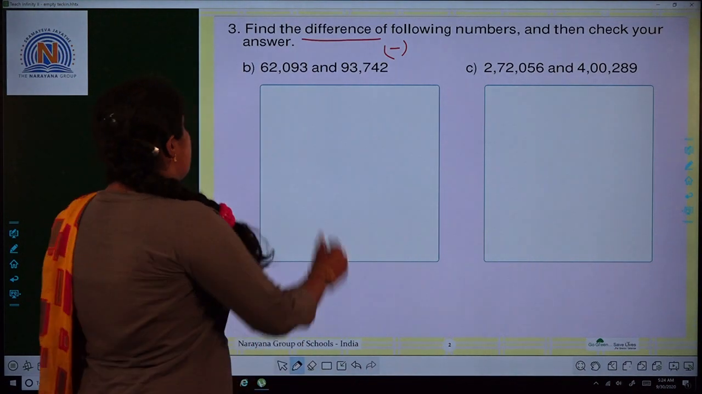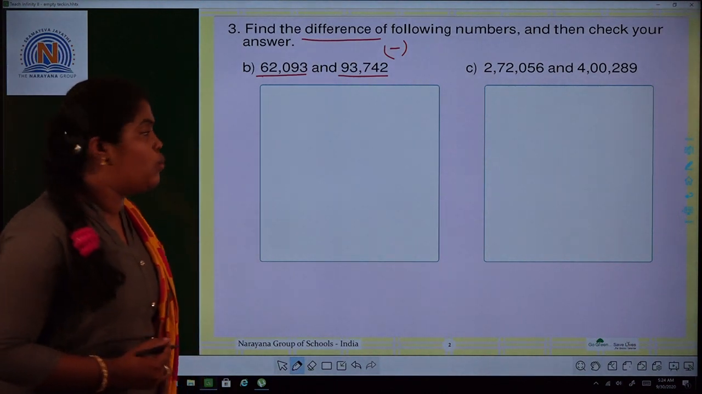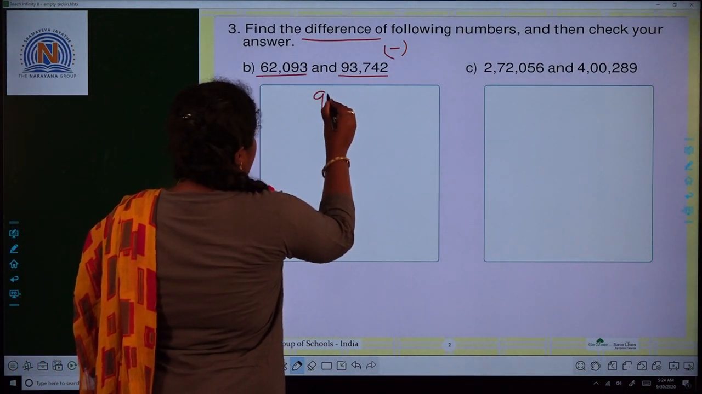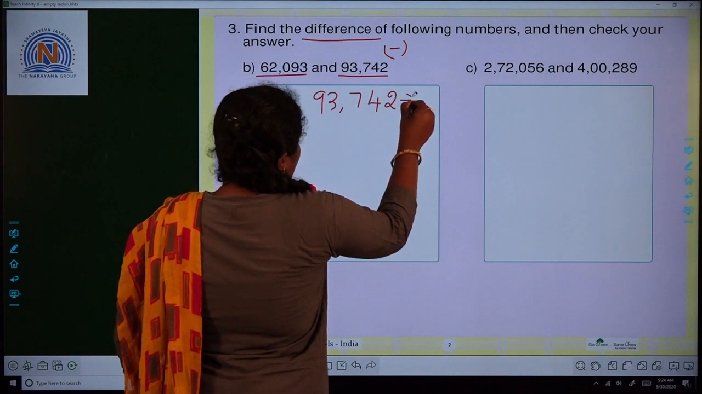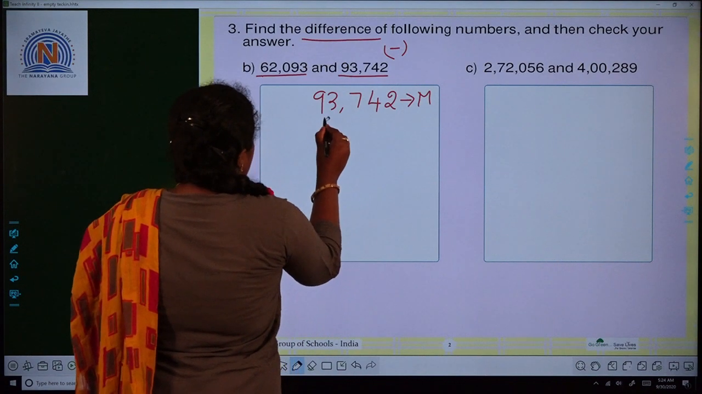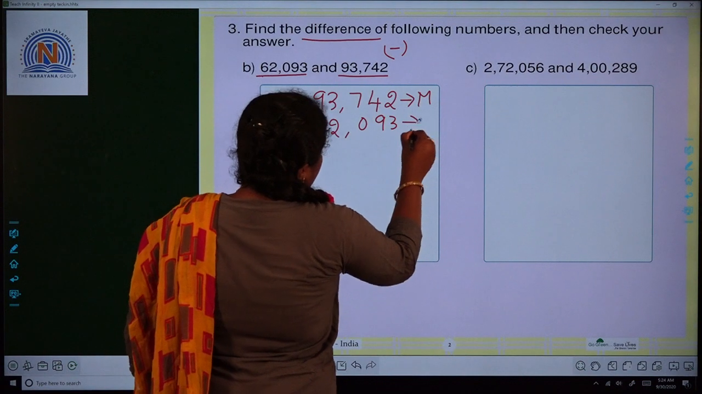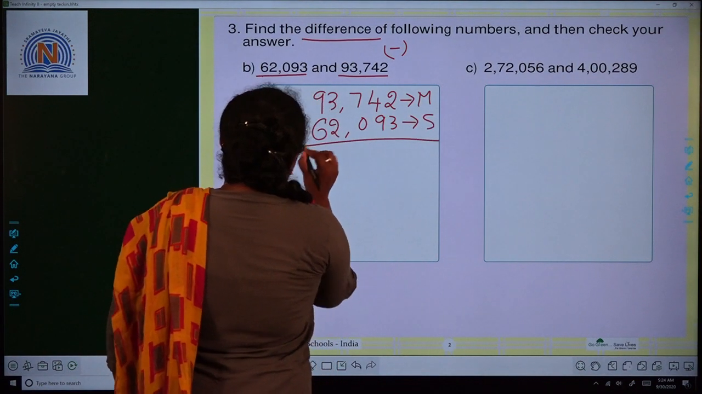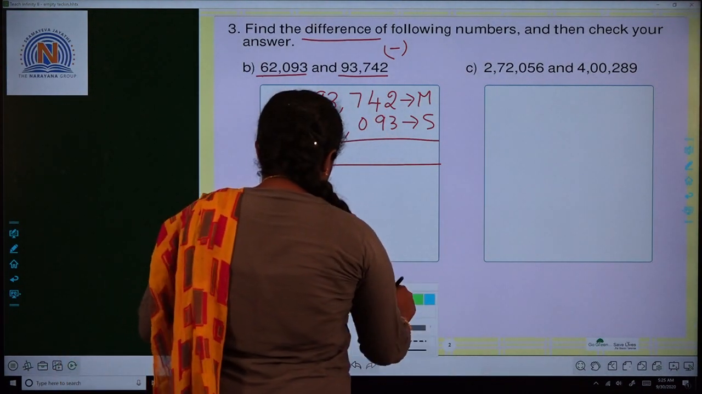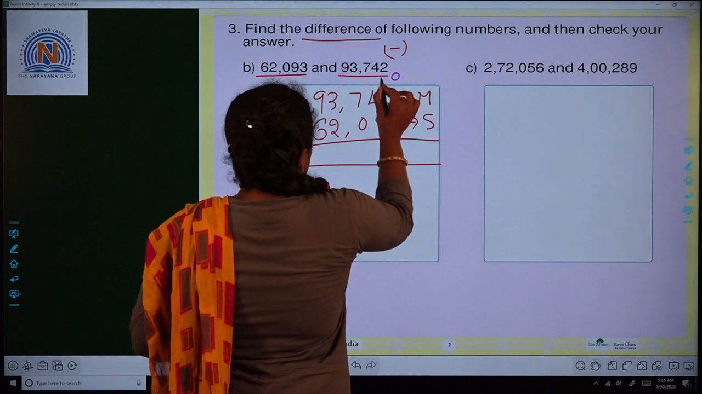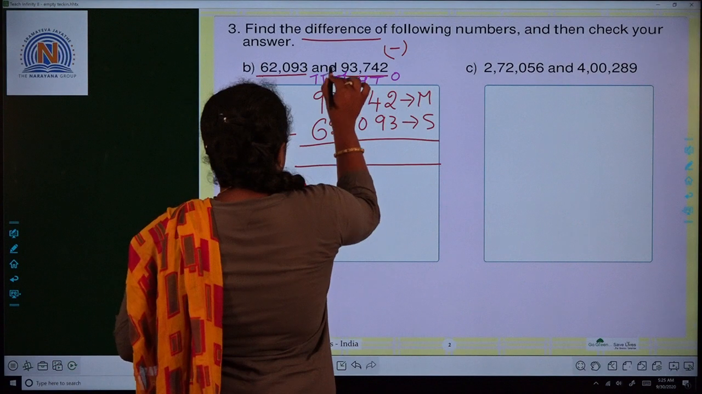The given numbers are 62,093 and 93,742. Write first 93,742. It is the minuend, and 62,093 is the subtrahend. We have to find the difference. Again, mention the places: ones, tens, hundreds, thousands and ten thousands.